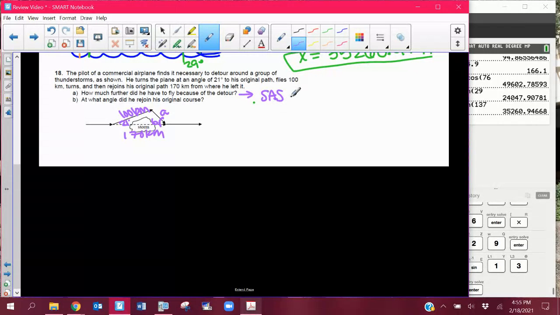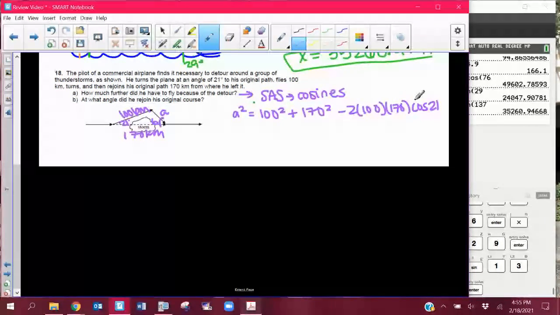Side angle side means I should be using the law of cosines to find that missing side. And again, whichever side is opposite the angle that you know or that you want to know is going to be the one that goes by itself. So I'm going to set that up. Minus 2 times those two sides times the cosine of that angle. Throw that in your calculator. Again, make sure that you've taken the square root. You should get 84.6. And again, doing a reality check here, that makes sense. Okay, he did go slightly farther based on this, but it's still not a million.